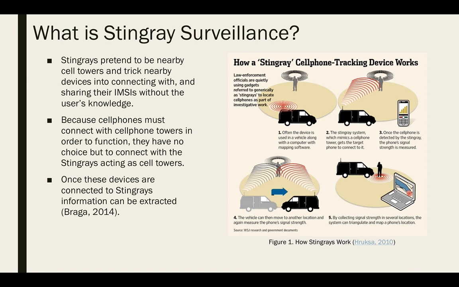Stingrays, as they are more commonly known, pretend to be telecommunications towers, tricking devices into connecting with and sharing your phone's unique identifier, known as an IMSI, without your knowledge. As Matthew Brega explains, stingrays identify and collect information, and phone calls as well as text messages can be intercepted.